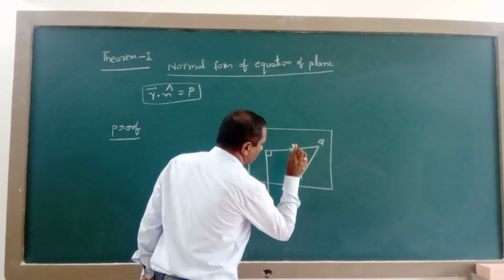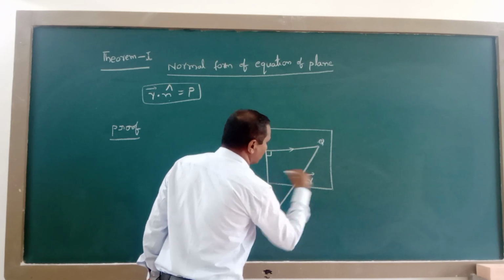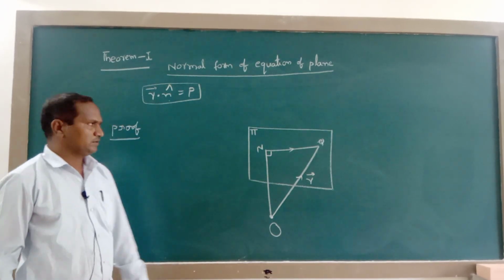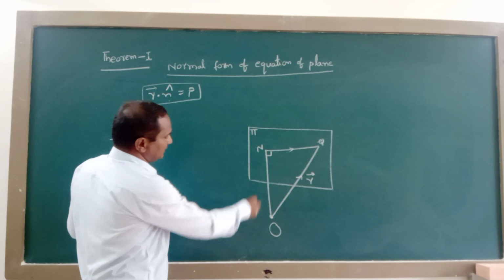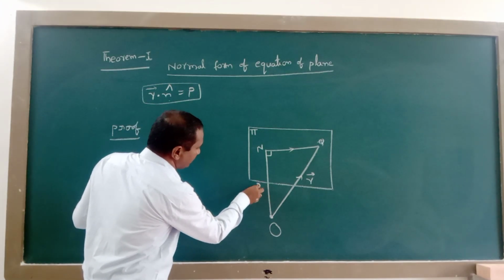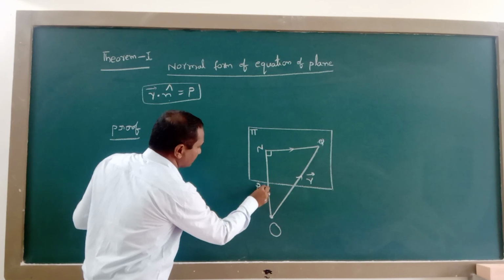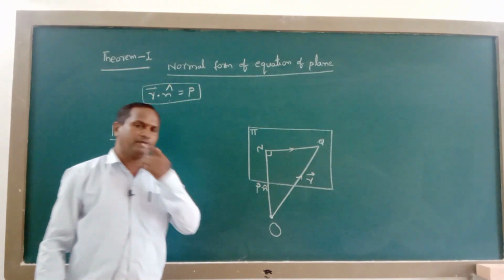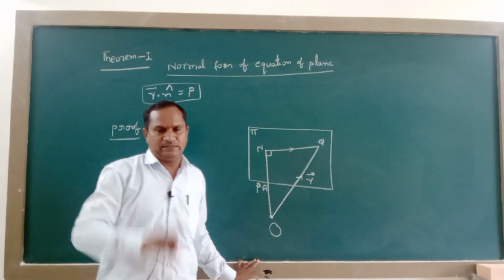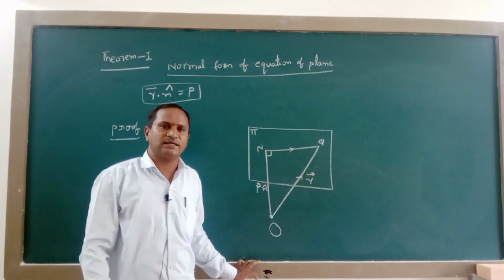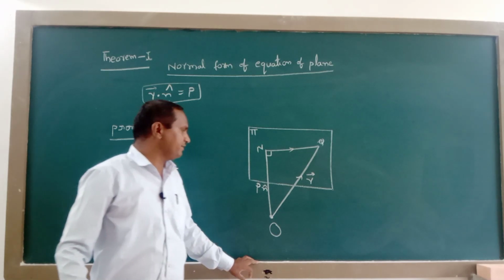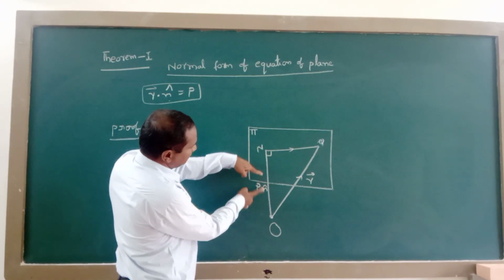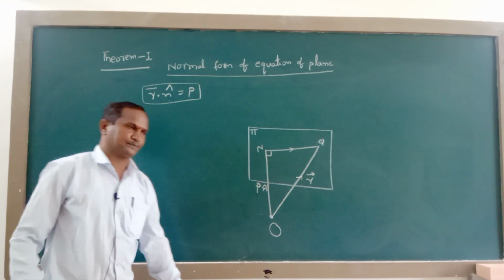OQ vector is the small letter r vector. ON is the length of the perpendicular. We consider ON as some length of perpendicular p, and its ON vector becomes p n cap. For example, if n cap is a unit vector and its length is 10 units, then that vector can be considered as 10 n cap. Similarly, taking the ON length as p, the ON vector can be considered as p n cap.